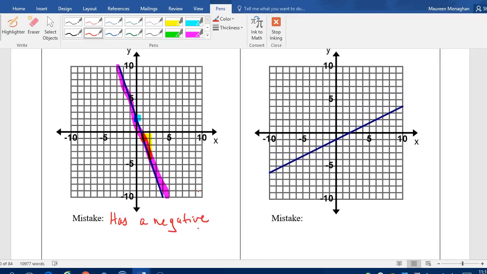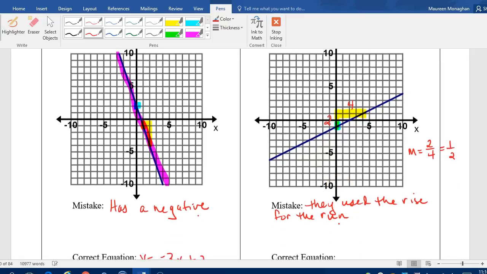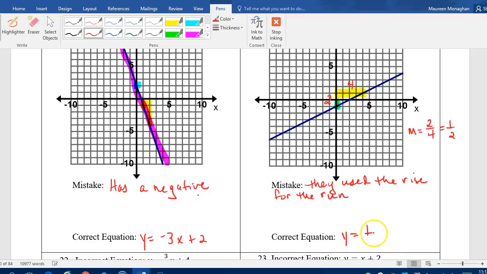Okay, let's take a look at this next one. Don't you like my highlighting strategy? I think it's great. Negative 1. Slope is up, looks like up 1, 2 over 1, 2, 3, 4. So it's up 2 over 4. Oh, wait a minute. So I'm getting the slope to be rise 2, run 4, which is 1 over 2. The mistake was they used the rise for the run and the run for the rise. Okay, so let's correct it. So y equals 1/2 x minus 1. And it's a positive slope, uphill.